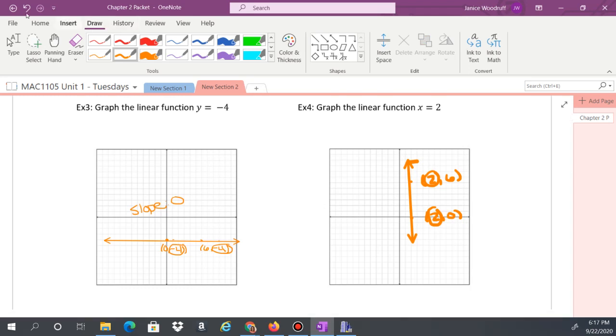That looks like it's as good as it's going to get. I think I'm just going to draw it. There you go. There's my vertical line.